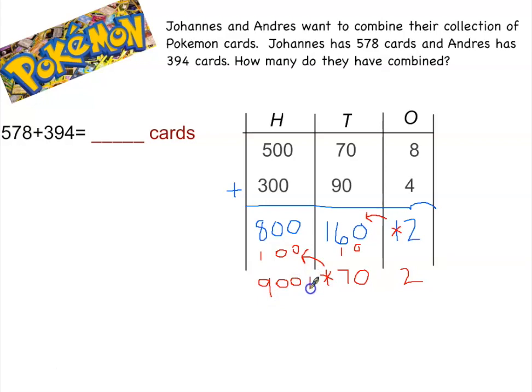The last thing I need to do is take my partial sums and add them together to get my final sum of 972.